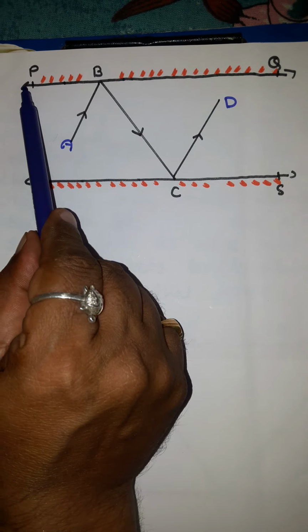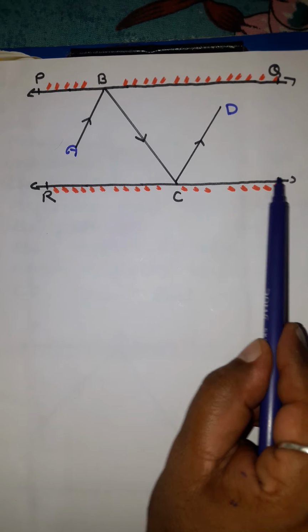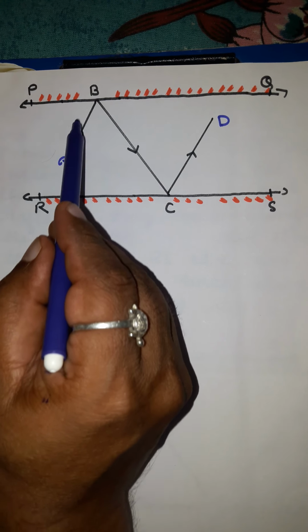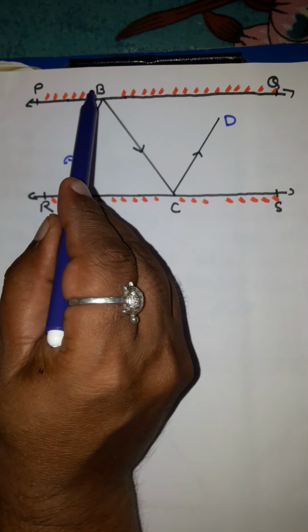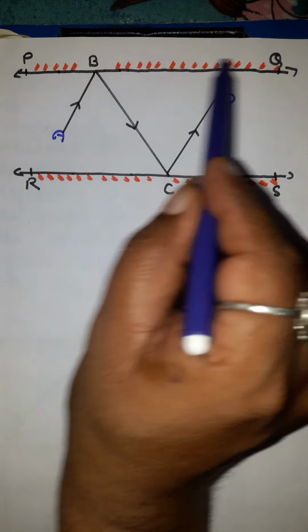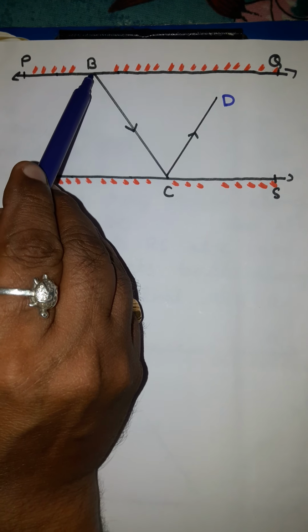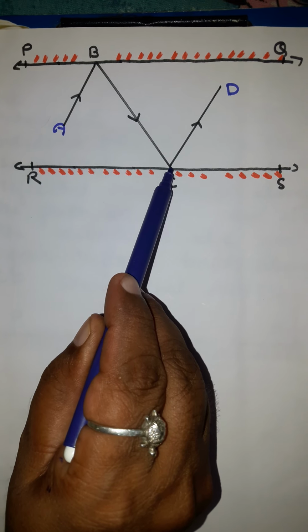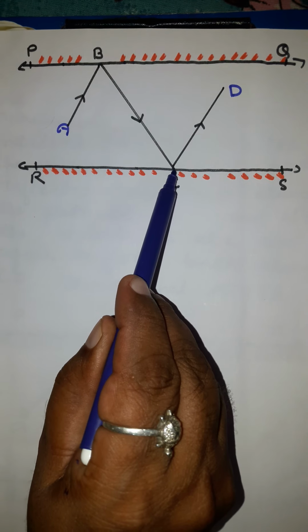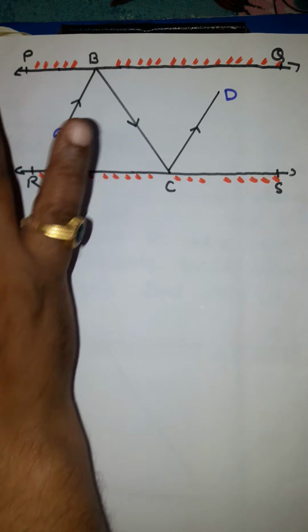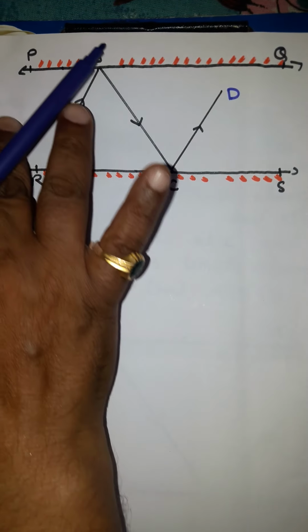In the figure, PQ and RS are reflecting surfaces of the mirrors. So mirrors are placed parallel to each other. AB is a light ray. It is incident at a point B on the reflecting surface of the mirror, that is PQ. Now you can see the light ray is reflected along the path BC and it strikes the reflecting surface of the mirror at point C, and after reflection it moves along the path CD. Now we have to prove ray AB is parallel to CD.